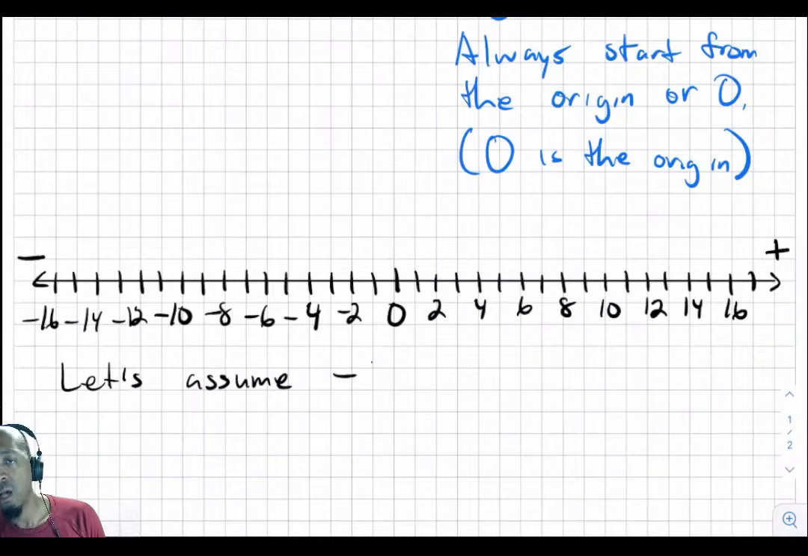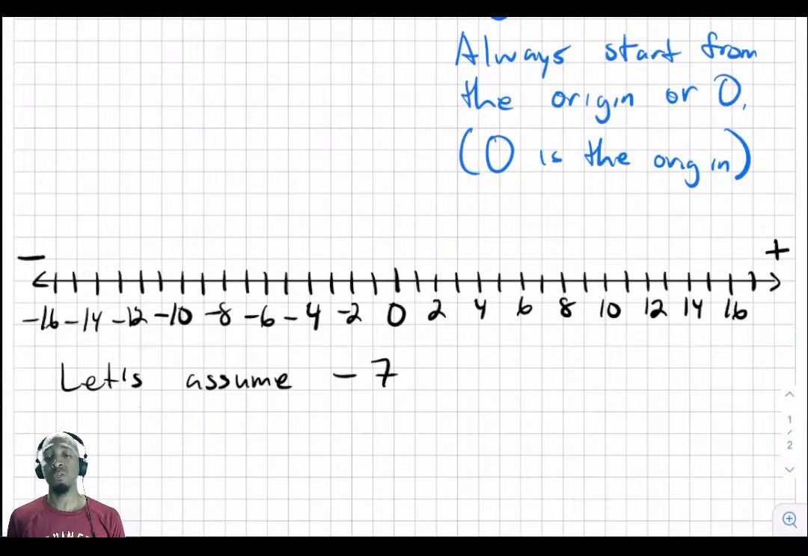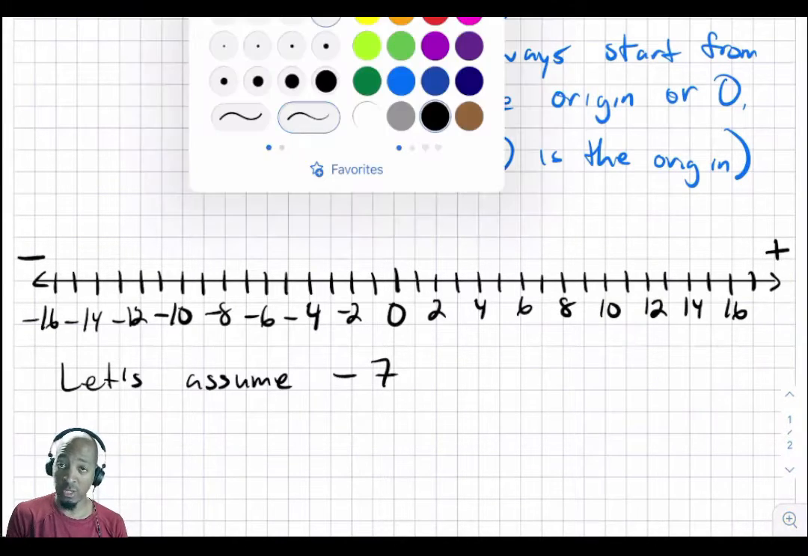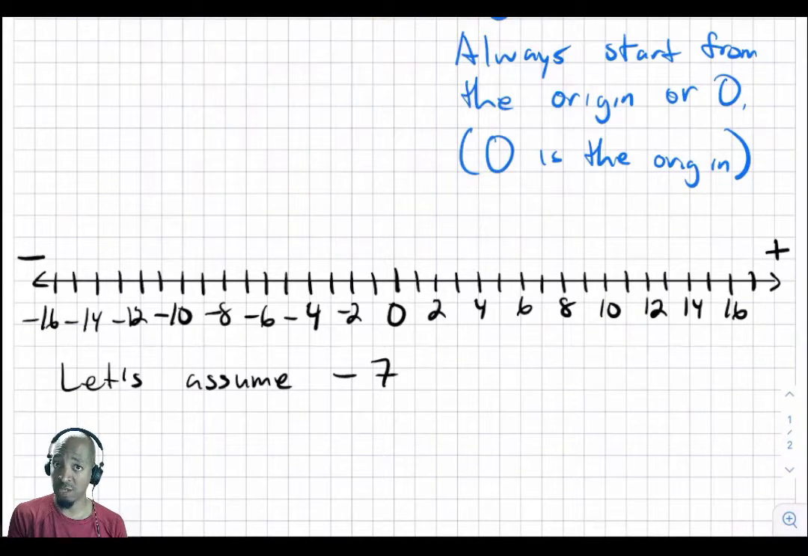So now the negative symbol is telling me, oh, I need to go to the left now. How many units? 7. So again, always start from the origin. And that's in the initial stage. Always start from the origin. I'm going to use orange this time. So again, we're going 7 units to the left. That's what negative is telling me. I'm going left. How many units? 7. Here we go.